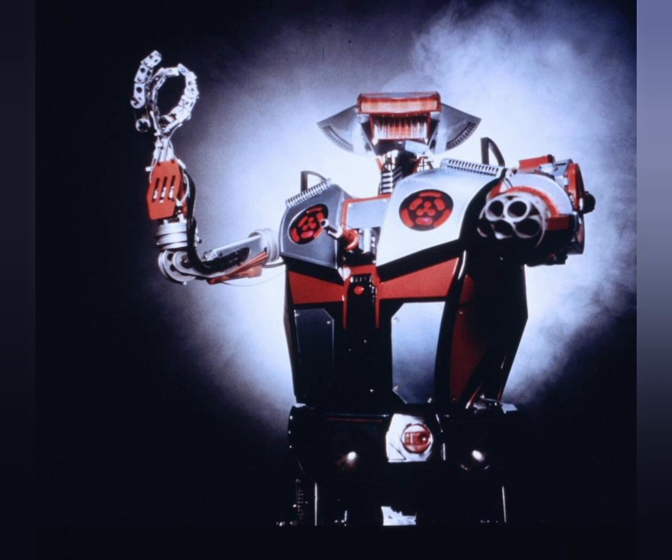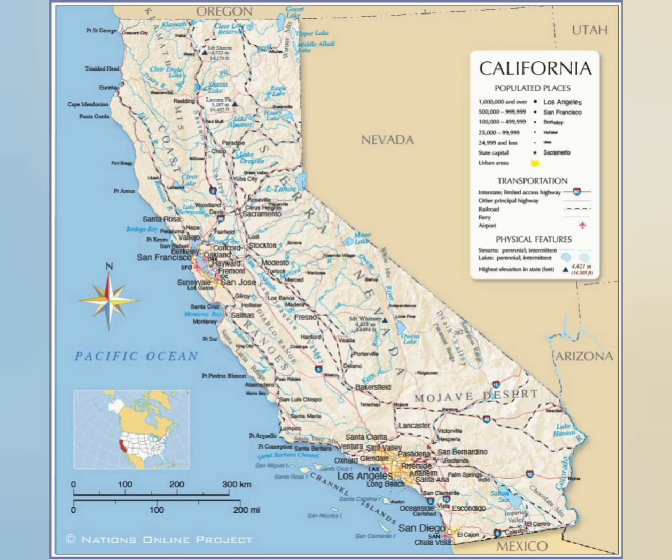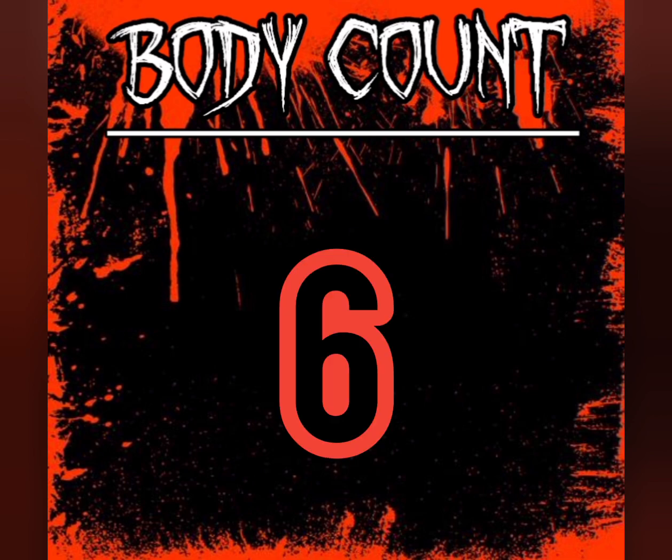Now here's something interesting that I wasn't aware of at first. Did you happen to know who did the voice of Evolver? It was actually William H. Macy. This entire movie was filmed in California. The body count for this film was 6.